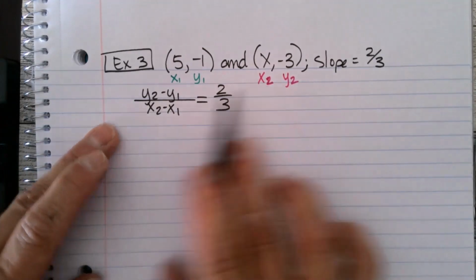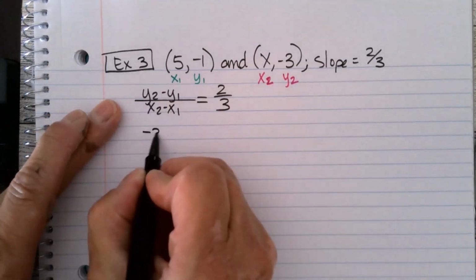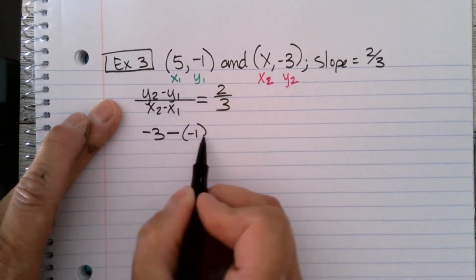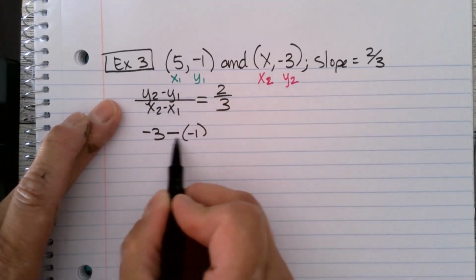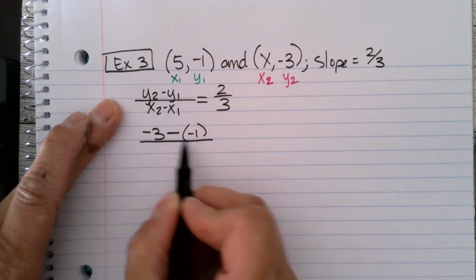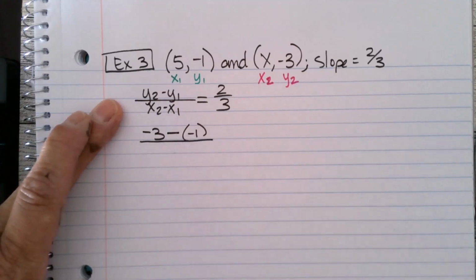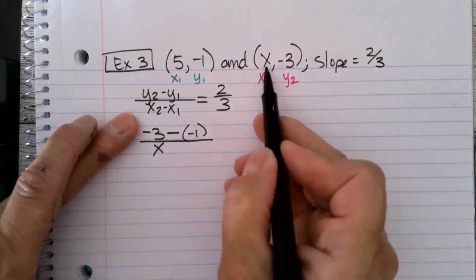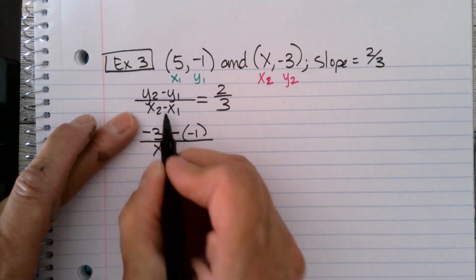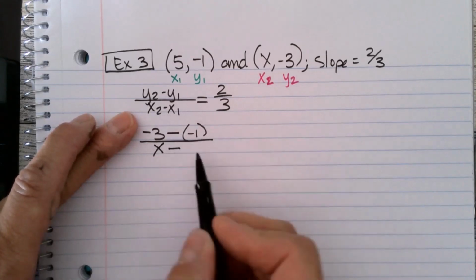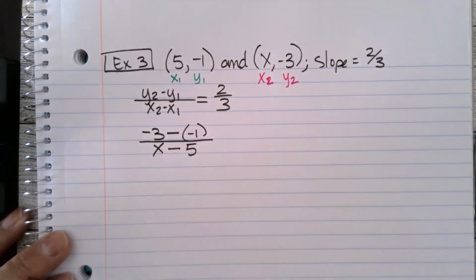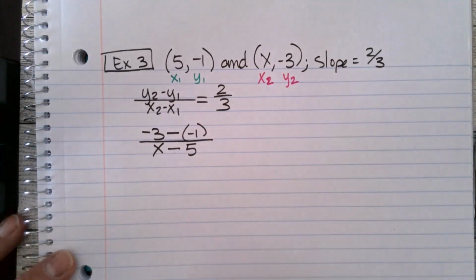So y2 is the first number and it's negative 3 minus y1, which is negative 1. Put some parentheses here because you've got that double negative going on. You don't want to drop a negative, otherwise you'll make a mistake that'll screw up the answer. x2 is x. That's the thing we're looking for. Minus from the formula. And then x1 is positive 5, so I just write the 5. I don't need to put parentheses on it.